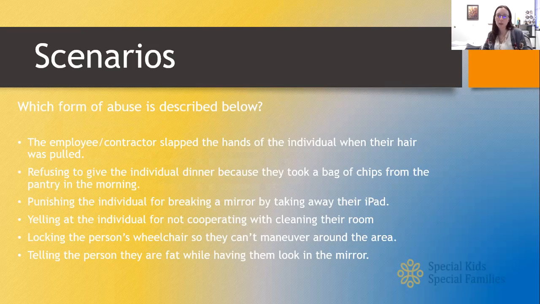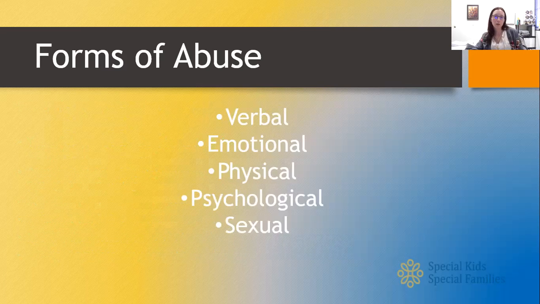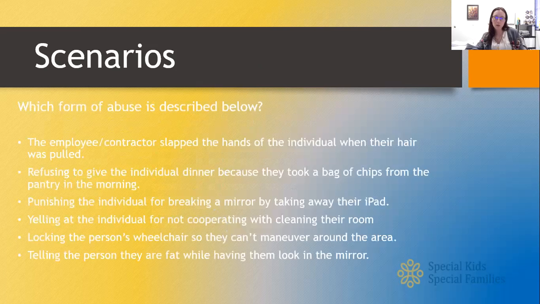Refusing to give the individual dinner because they took a bag of chips from the pantry in the morning. This is going to fall under emotional and psychological mostly, because this is considered punishment, and as adults, they have the right to take a bag of chips. They might be hungry, craving chips. I know I have my times at 5:30 before dinner when I'm wanting my Oreos, and I have every right to go into my pantry and grab those Oreos. I don't get punished for it. Nobody withholds my dinner. Those are my choices and my consequences if I can't finish my dinner.